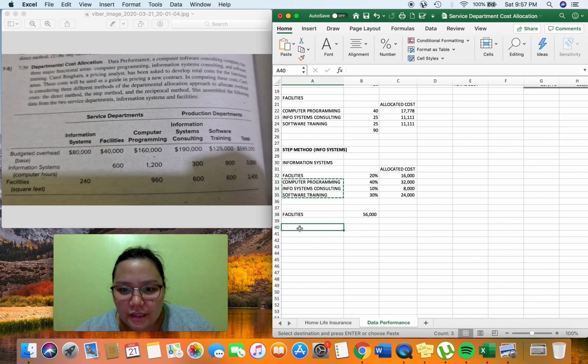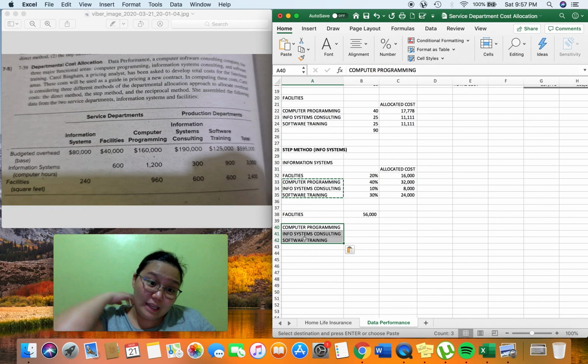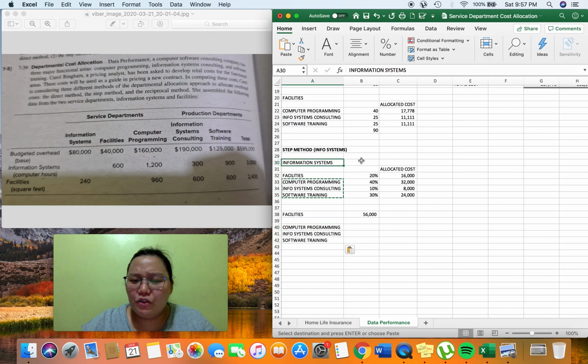Again, diba, this is a rule in the step method that once you have already allocated the cost of a certain department, we are not allowed to allocate cost to that department. So, kumbaga, walang balikan, diba? Since we have already closed, kumbaga, nasarado mo na eh. You have already allocated the cost of the information systems department. Hindi na pwedeng mag-allocate sa kanya si facilities. So, yung tatlong production department na lang yung a-allocate natin.